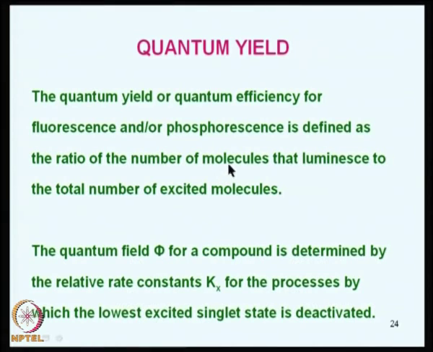So, with these observations, what we can do basically is to try to quantify the fluorescence phenomenon with respect to the concentration, if we want to apply the phenomenon for the determination of substances. And for this, we need to define some of the concepts, that is quantum yield we have defined. Quantum yield or quantum efficiency for fluorescence or phosphorescence is defined as the ratio of the number of molecules that luminesce to the total number of excited molecules.